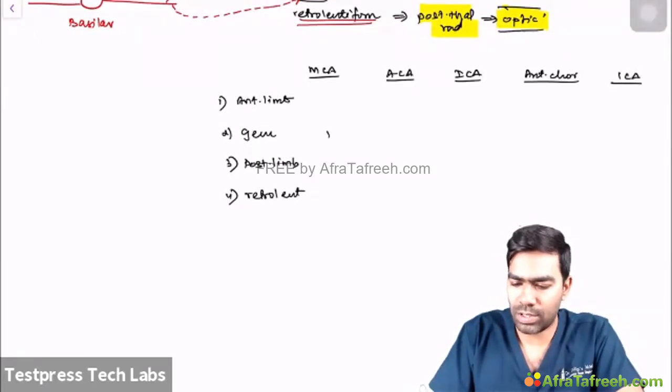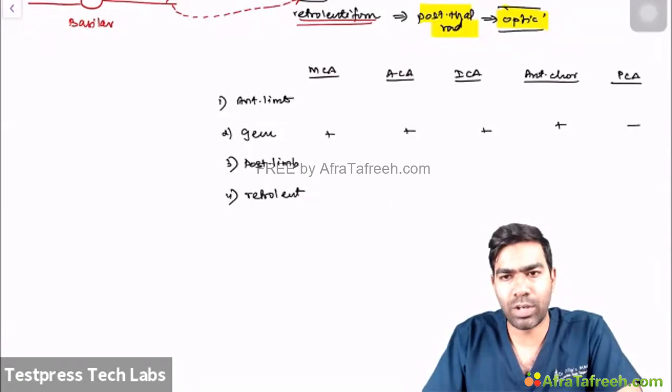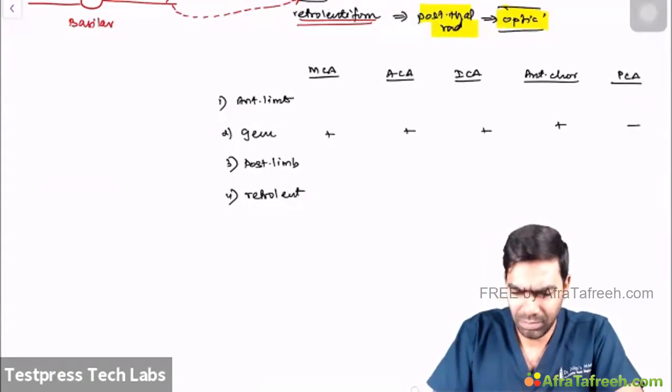Remember, genu is something that is supplied by all the branches except for the posterior cerebral artery. Genu is going to be supplied by everything, doesn't matter, whatever may be the case. It can be supplied by all the branches of the internal carotid artery and its apparatus. Anterior limb can be supplied by MCA and ACA.